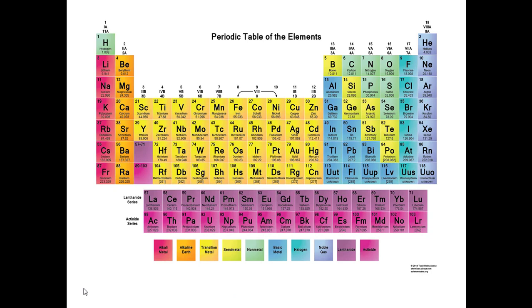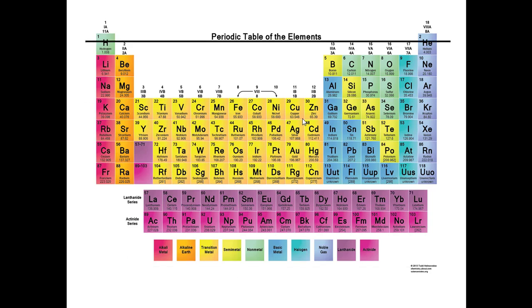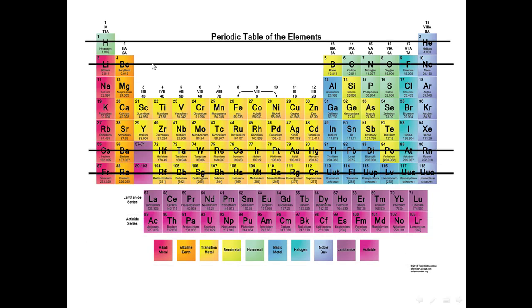For the first look, you see a lot of things like columns. The columns in the periodic table are called groups, alright? And we have two different types of groups. We have group A: 1A, 2A, 3A, 4A, 5A, 6A, 7A, 8A, and we have group B: 3B, 4B, and so on. And we have the horizontal lines in the periodic table. The horizontal lines are called periods.